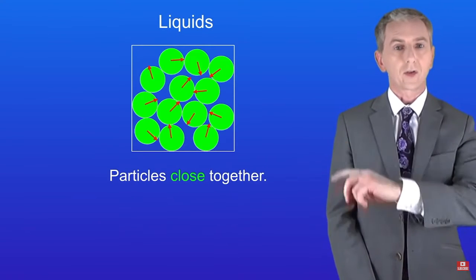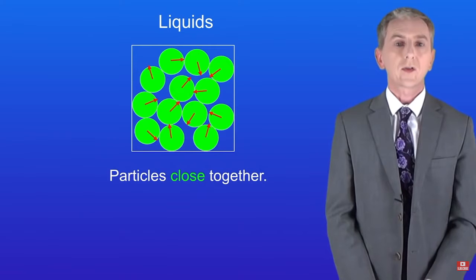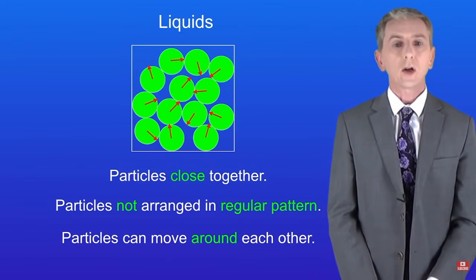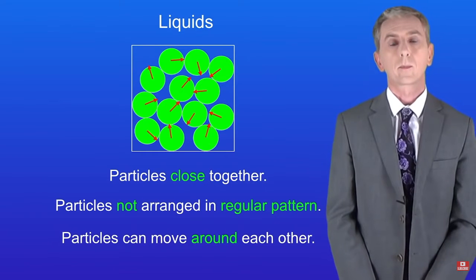Here's the arrangement of particles in a liquid. In a liquid, the particles are still close together, but they're not arranged in a regular pattern. In fact, the particles in a liquid can move around each other. They're free to move.